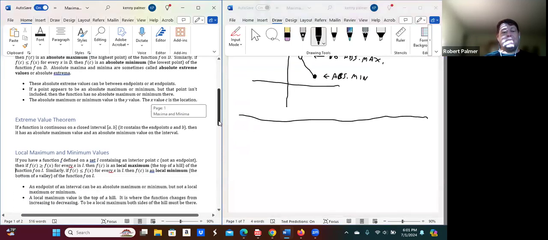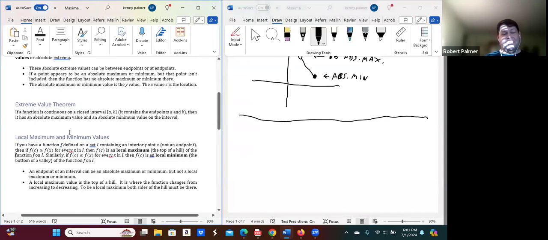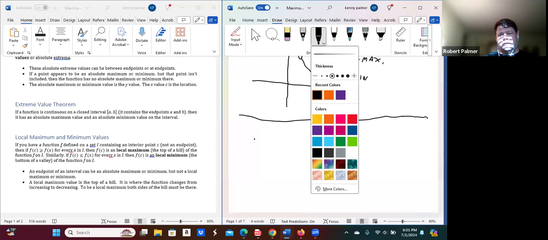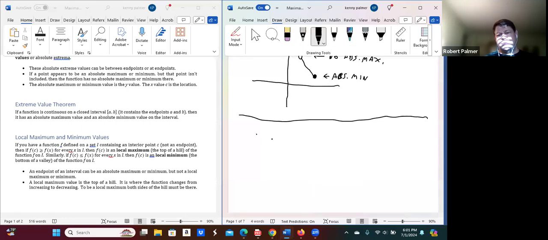Now, the next one is related to that, something called the extreme value theorem. If a function is continuous on a closed interval [a, b], and closed means it contains the endpoints, then it's guaranteed to have an absolute maximum value and an absolute minimum value on the interval. Okay, so let's look at an example of that, talking about the extreme value theorem.